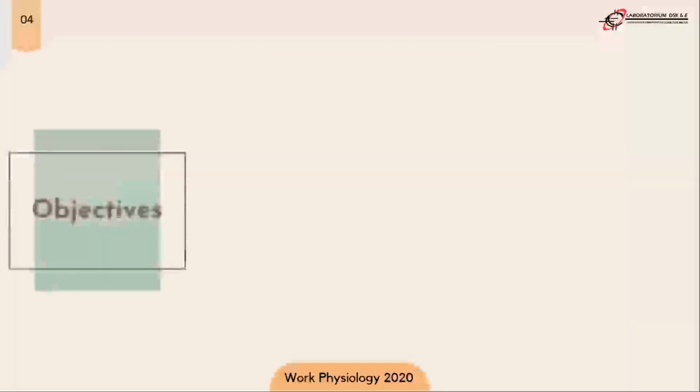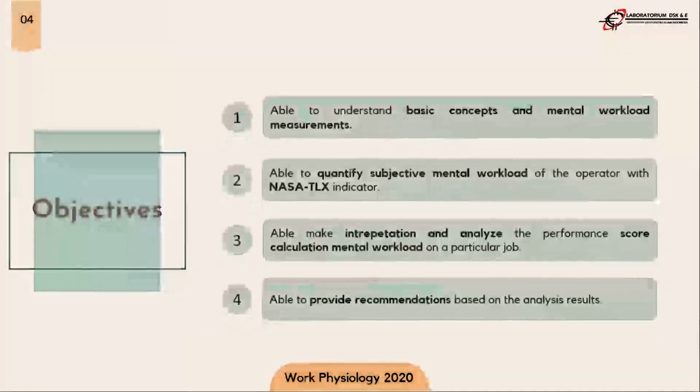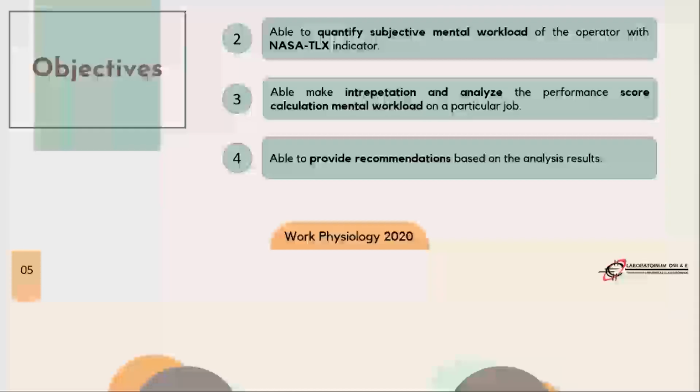Okay, next, there are four objectives in this tutorial. First, you can understand the basic measurement concept of the mental workload. Second, you are able to measure and analyze the subjective score of mental workload using the NASA questionnaire. Third, you can interpret and analyze the score of mental workload. And for the last, you are able to give some recommendations based on the analysis result of mental workload.